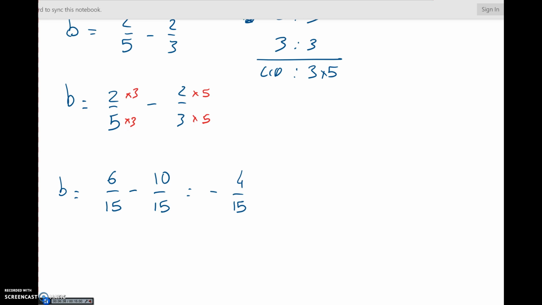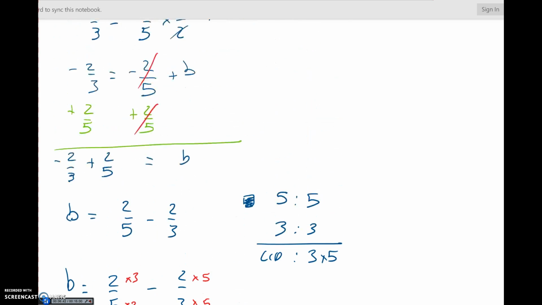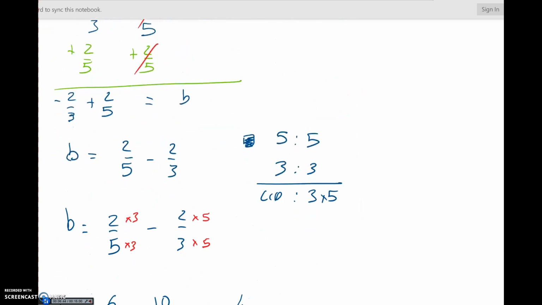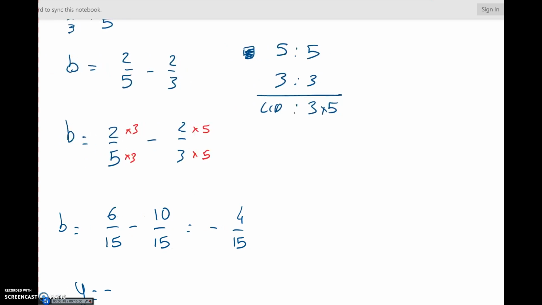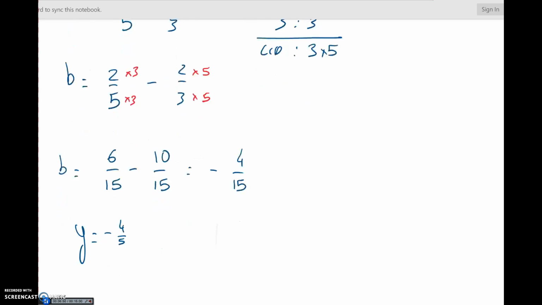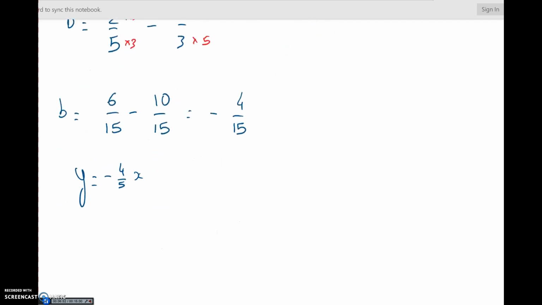I cannot simplify this fraction, so my equation is going to be y equal, what did I find previously? Negative 4 over 5 x, plus b. b equals this, so plus negative 4 over 15. And if I want to change this plus and minus, negative 4, I'm going to change that into a subtraction and have 4 over 5 x minus 4 over 15.